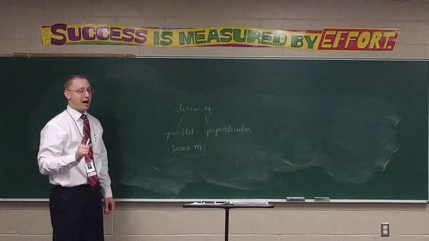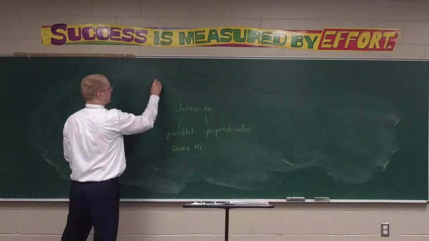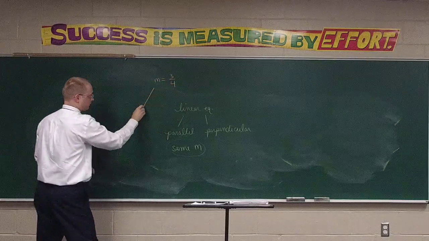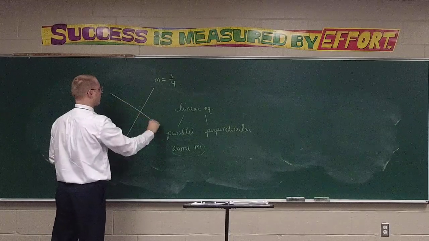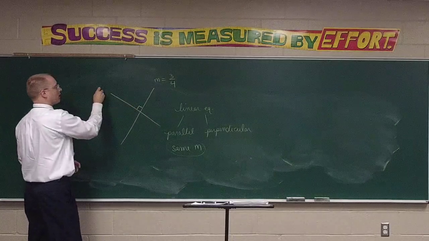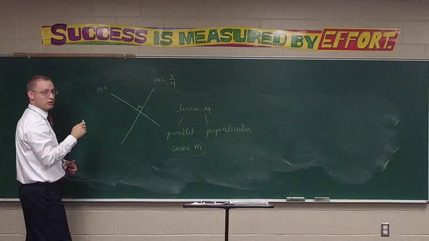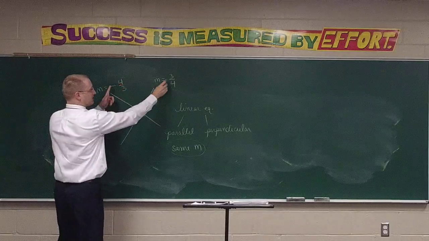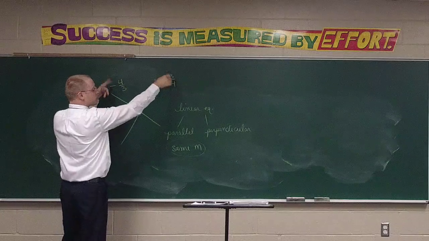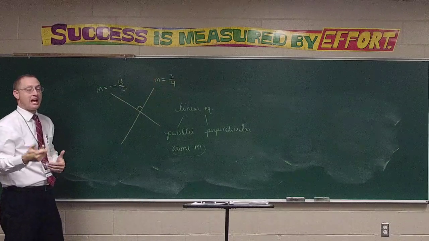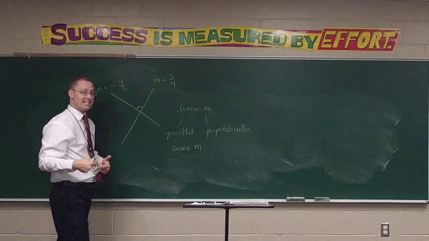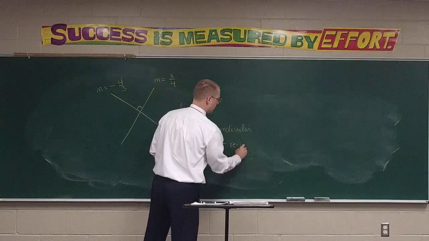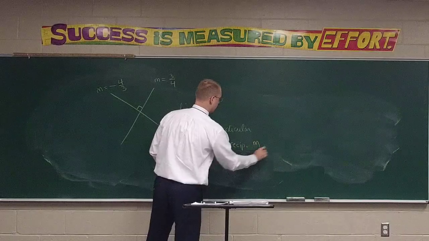What does it take to be opposite? For instance, if the slope of this line is, I don't know, 3/4, then a perpendicular line would have to have a slope of -4/3. The signs are opposite and the rises and runs are opposite. We would say that they have to have negative reciprocal slopes. Negative reciprocal slopes.